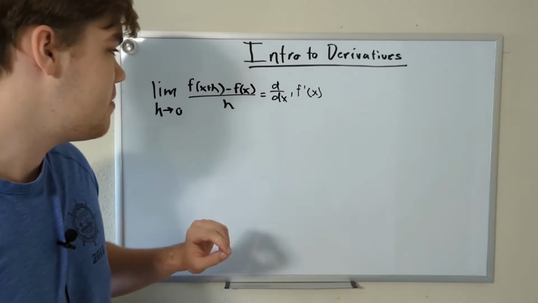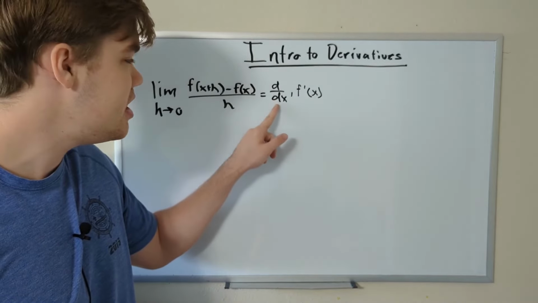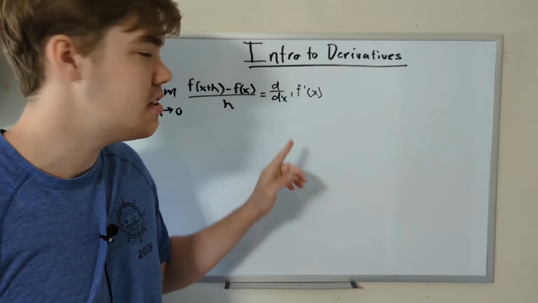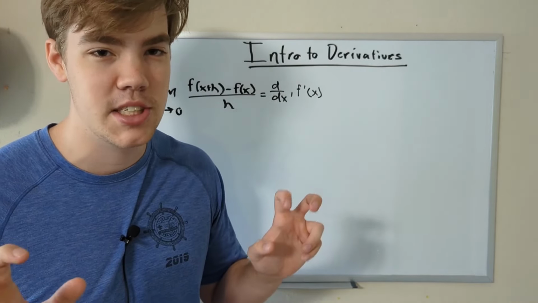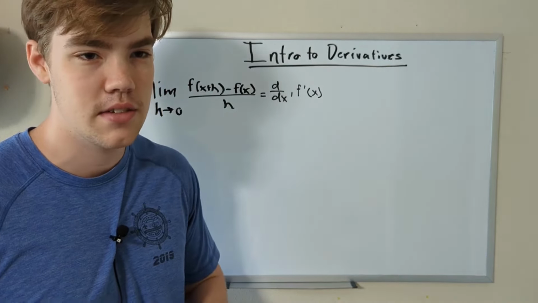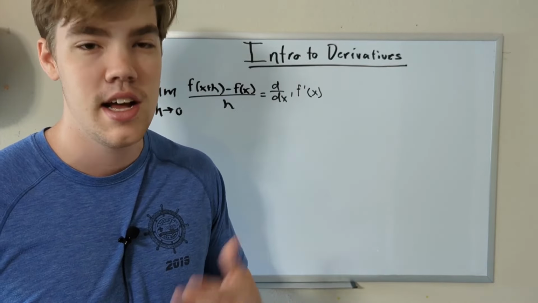Before we begin, I want to re-emphasize something. F prime of x and d dx are the same notation. This just means the derivative with respect to a variable. You'll hear that term "with respect to" a lot as we go through derivatives, so I'll try to make that as clear as possible as we do this.